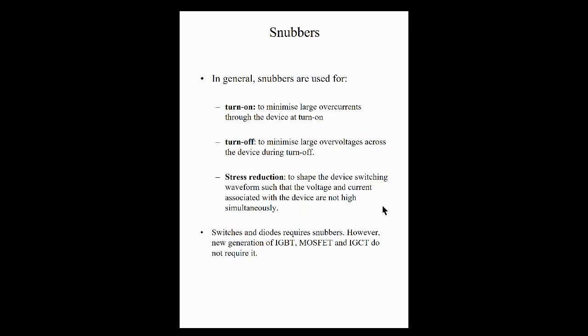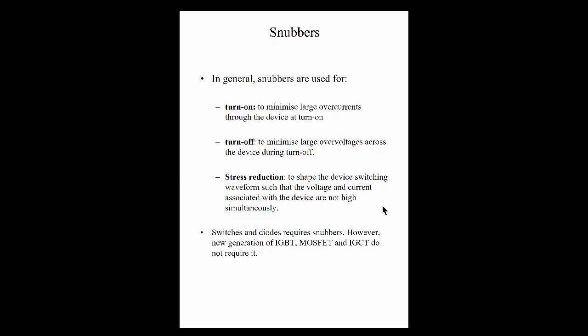All right. So I'll summarize, right, what we use snubbers for. As I can see, when we turn on, we need to be able to minimize that over current through the device. When we turn off, there's the over voltage that comes into place. We need to be able to protect the device from that.